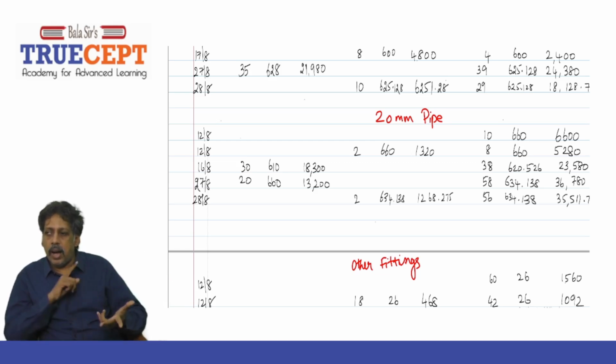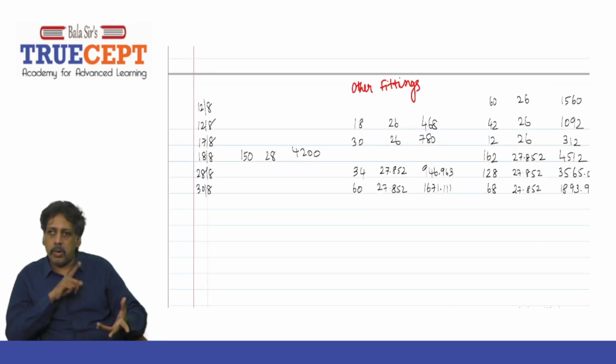Other fitting materials. What is the opening balance? On 12th August, there is an opening balance of 60 units, 1,560 rupees. Now there are 2 issues coming up. On the same date, 12th August, 18 units issued at 26 rupees, amount 468. And the balance is 42 units at 26 rupees, 1,092. Next line, 17th August, 30 units issued at 26 rupees, 780, leaving a balance of 12 units at 26 rupees, 312.